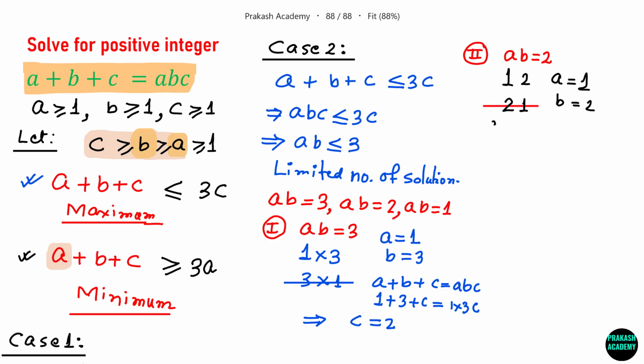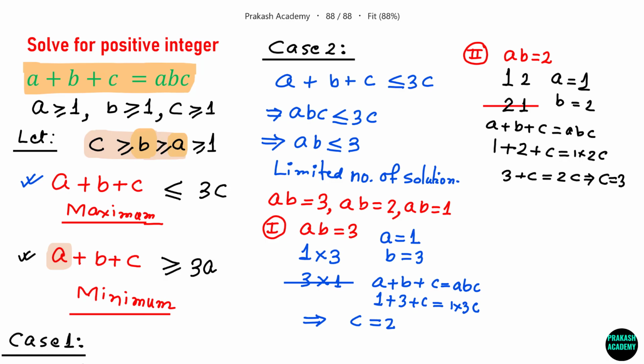Now solve for C using the original equation, A plus B plus C equals ABC. So now A equals 1 and B equals 2, so 1 plus 2 plus C equals 1 into 2 into C. So 3 plus C equals 2C. This means C equals 3. So this implies C equals 3.